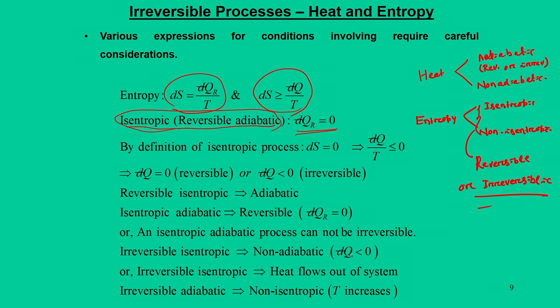Now, let us evaluate one by one. First, by definition, when you say isentropic process, we say dS is equal to 0. Which means dQ by T is always less than or equal to 0. That means, from dS to dQ by T we can say dQ by T is less than or equal to 0, which is from Clausius inequality.